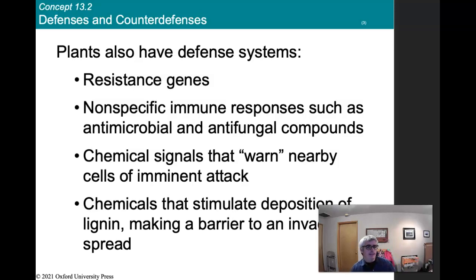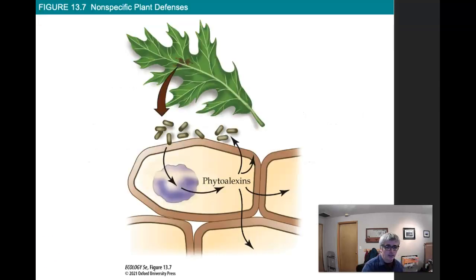Plants also have defense systems. They have resistance genes, non-specific immune responses such as antimicrobial or antifungal compounds, chemical signals that warn nearby cells of imminent attack, and chemicals that stimulate deposition of lignin, which creates a barrier to stop them from spreading. This next slide kind of looks at that.